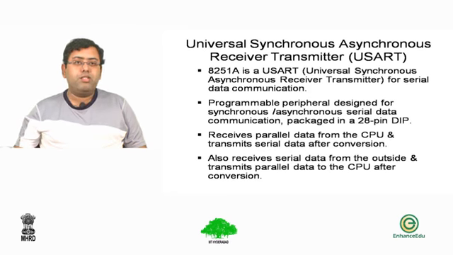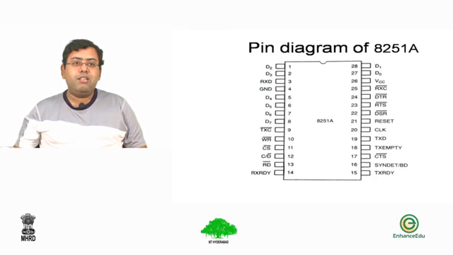Universal synchronous asynchronous receiver transmitter, or USART, is an IC chip that is popularly used for serial data communication. It consists of a programmable peripheral designed for synchronous and asynchronous serial data communication, packaged in a 28-pin chip. It receives parallel data from the CPU and transmits serial data after conversion. At the receiver end, it receives serial data from outside and transmits parallel data to the CPU after conversion. So this is the pin diagram of the 8251A, which has been developed by Intel Corporation and is popularly used in most of the microcontroller boards even today.